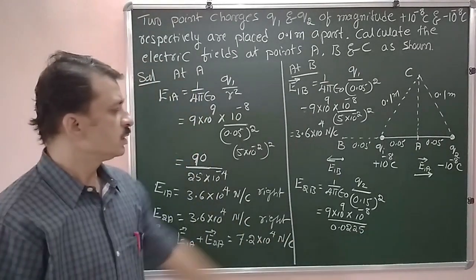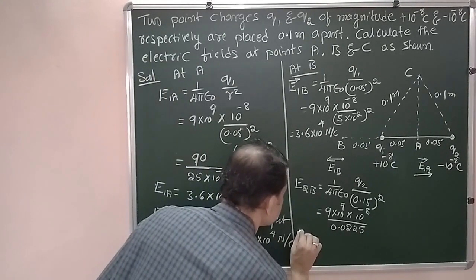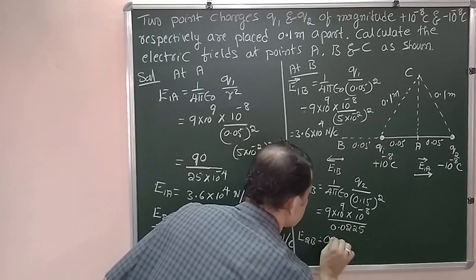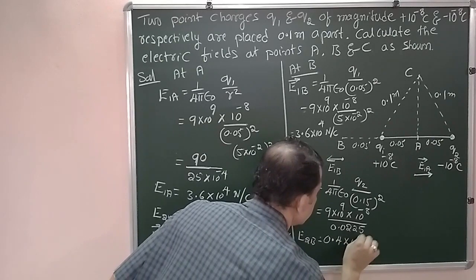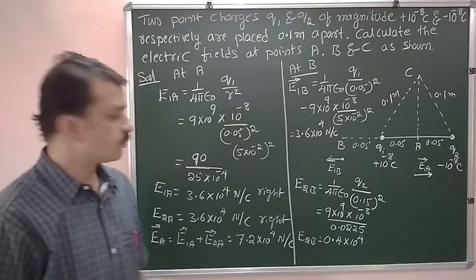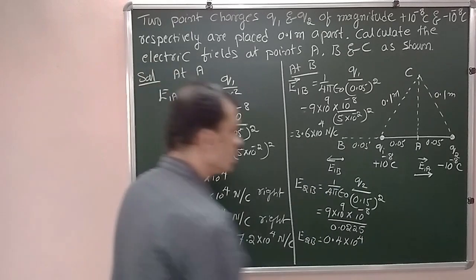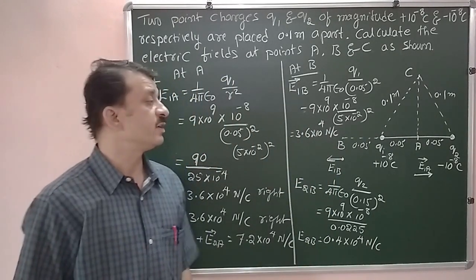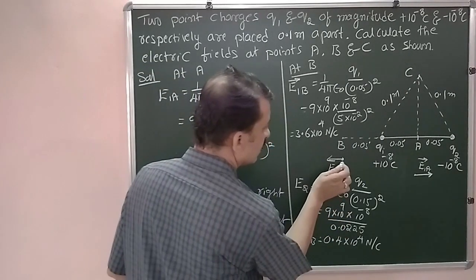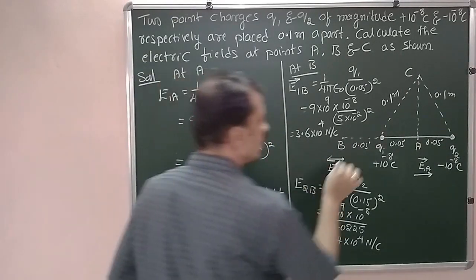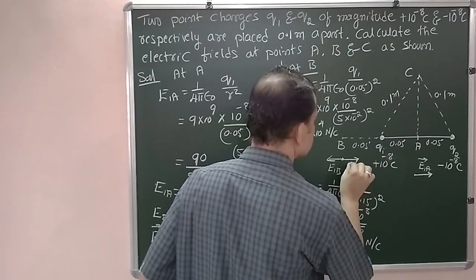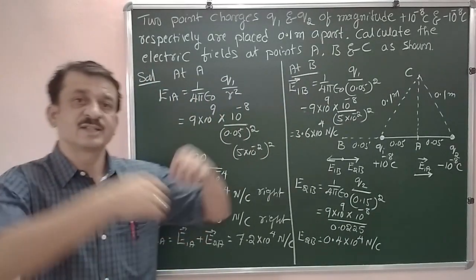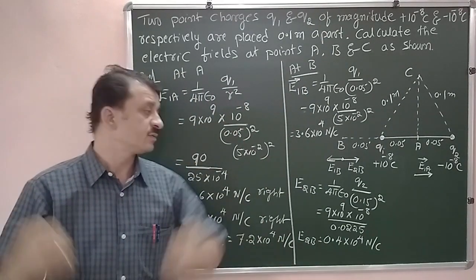So now take the calculator and simplify this one. After simplification, I will get 0.4 into 10 to the power of 4 Newton per Coulomb. Now what is the direction of this field due to the negative charge? Positive charge gave the field towards the left, and due to the negative charge, it is towards right. E2B is towards right. They are exactly opposite in direction.